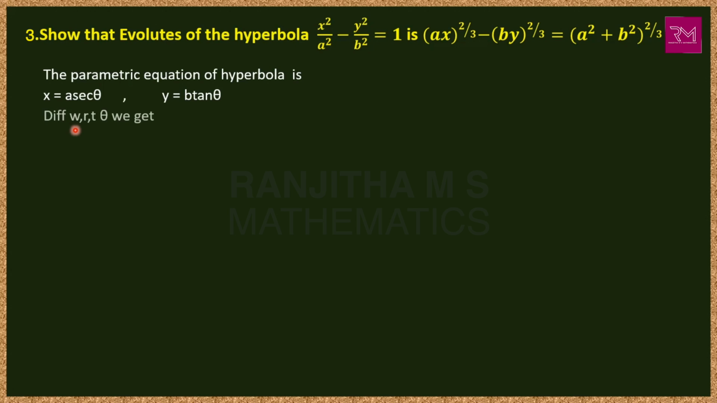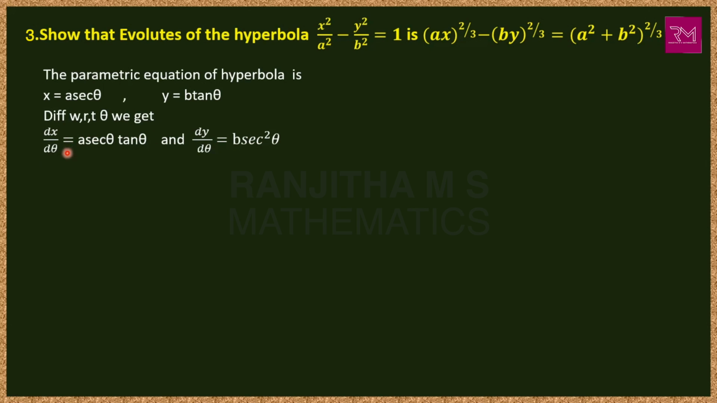Next step, we have to differentiate the equation with respect to theta. We get dx by d theta, which is equal to a is constant, take as it is, into differentiation of secant theta is secant theta into tan theta, and y is b into tan theta. So we get dy by d theta as b into differentiation of tan theta is secant square theta.